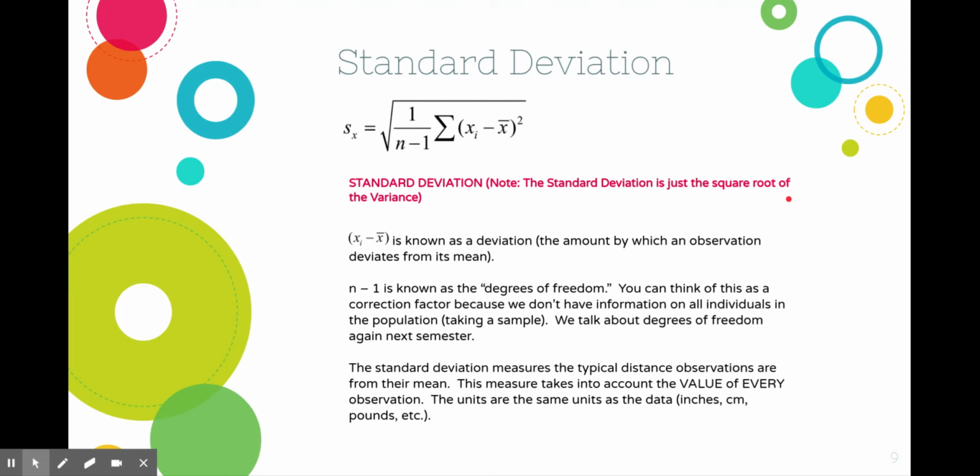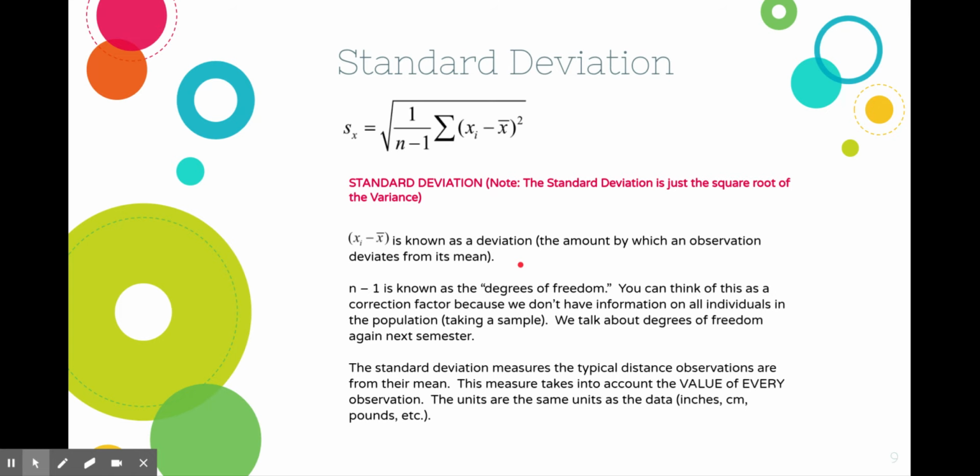Standard deviation. This formula is on your formula sheet. The standard deviation is just the square root of the variance, and we'll talk more about variance in a moment. X minus x bar is known as the deviation, the amount by which an observation deviates from its mean.